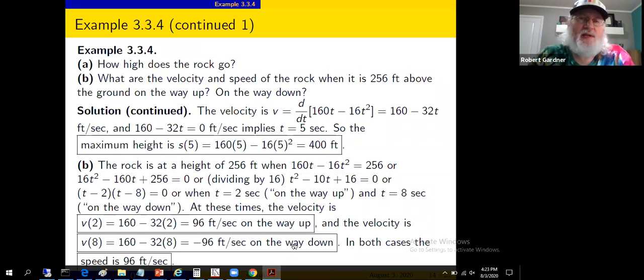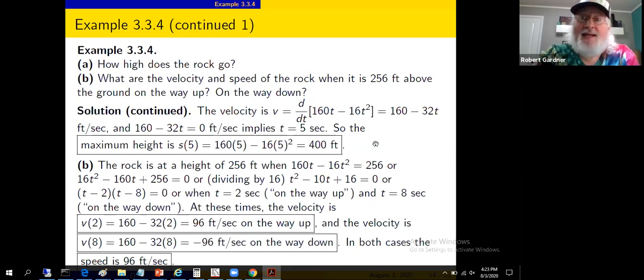That makes sense. It's that symmetry thing again, except it's going up with positive velocity here, and it's going down with negative velocity here. And the speed, they ask us about the speed as well. Speed is the absolute value of these, and at both times, up and down, the speed's 96 feet per second. Yeah, there's that symmetry to it as well.